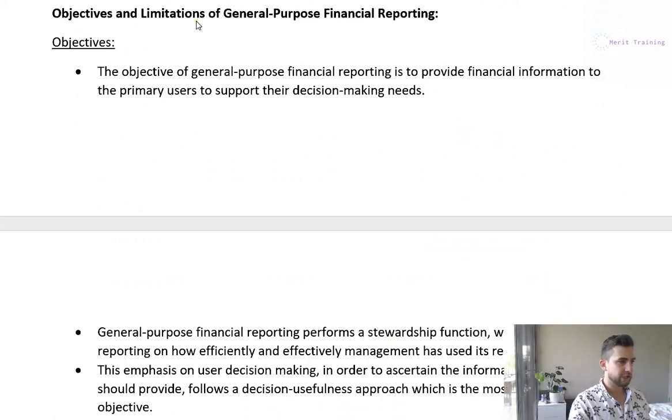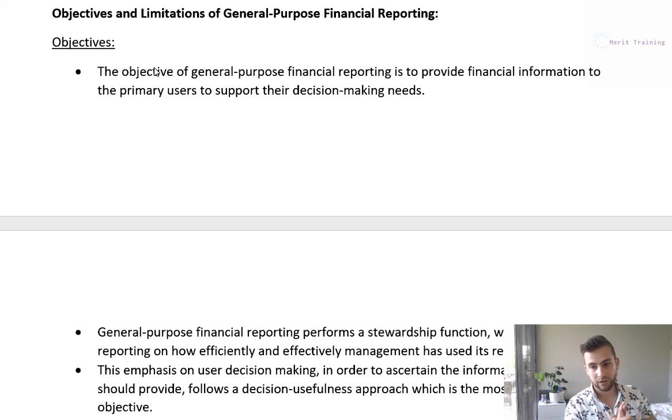All right, let's talk about the objectives and limitations of general purpose financial reporting. So I guess the alternative that we could consider is management reporting, right? For example, with management reporting, it's easy to get the information, you can get it on a monthly basis. What are some downsides that you can think of off the top of your head in relation to management accounting?